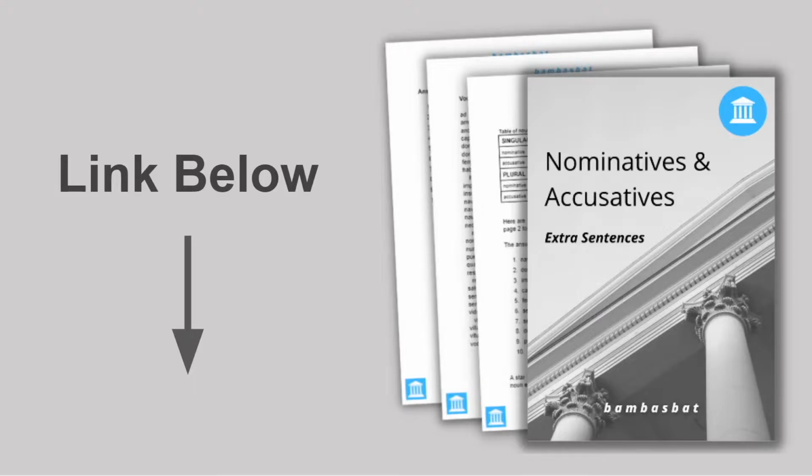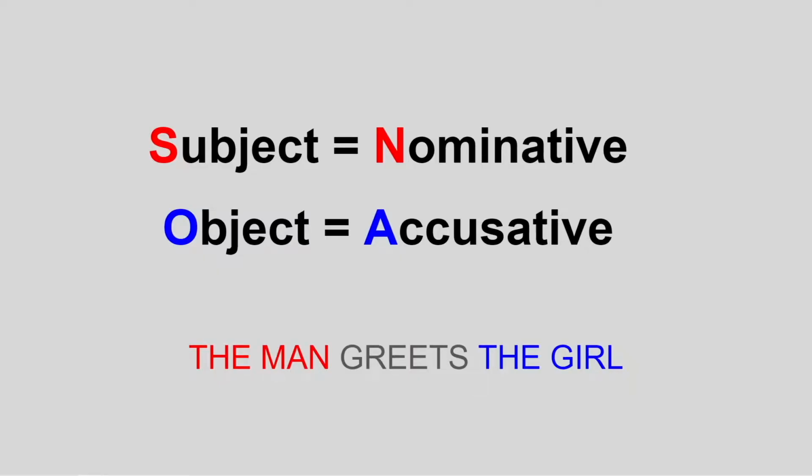So, in Latin, we have fancy names for everything because we like to sound clever. But just remember that the nominative case is when a noun is the subject of the sentence, and the accusative case is the object of the sentence. The nominative is in charge and does the action. The accusative is never in charge of the verb, and you can think of it as receiving the action. So the man in my sentence is the nominative, he's doing the action, he's greeting, and the girl is the one who's receiving that action.